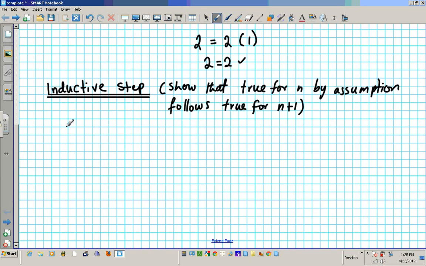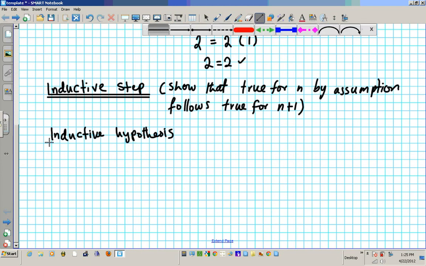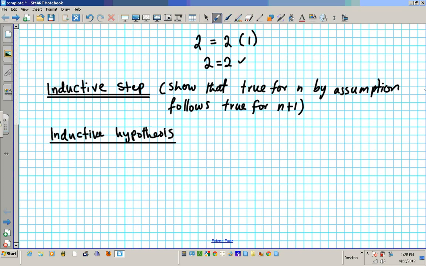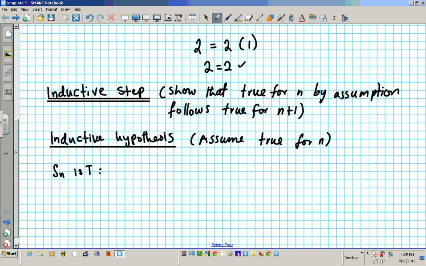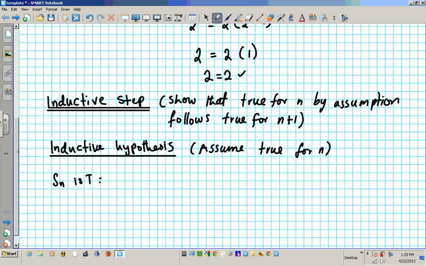In the first part, we need to make an assumption. The assumption is known as the inductive hypothesis. For the inductive hypothesis part, we're just going to assume that for any arbitrary n value, the statement is true. Assume true for n, so we basically need to show that S(n) is true. That's the goal right here. So how do we write that down? All we do is simply rewrite the original question and assume that it's true.